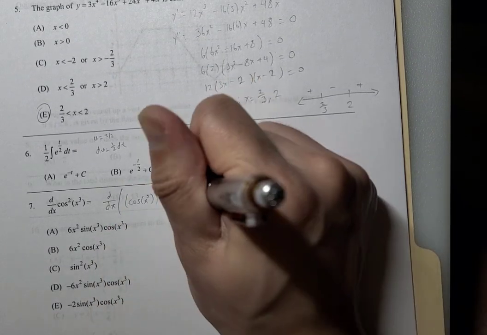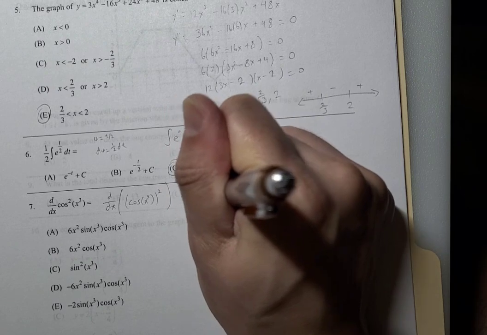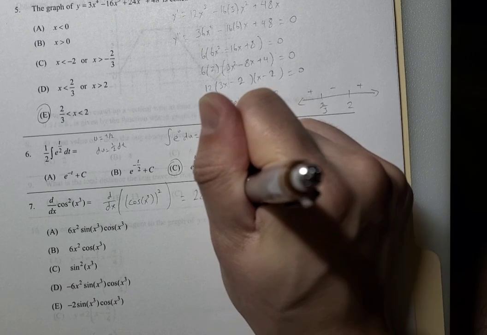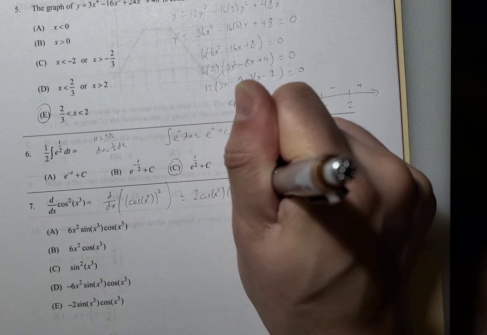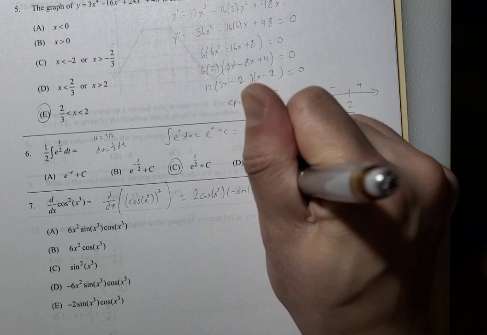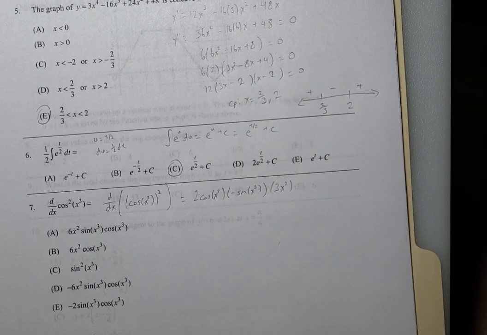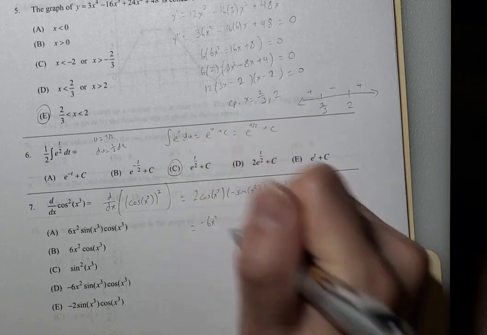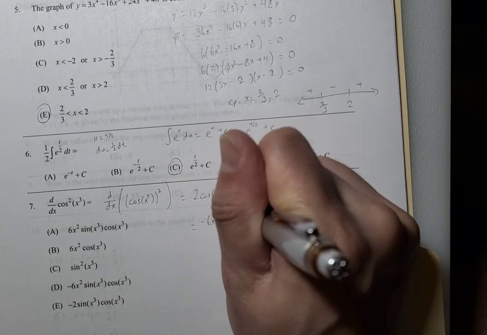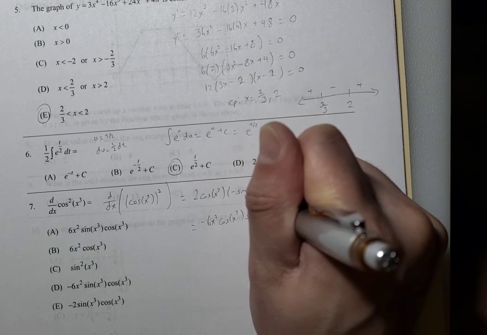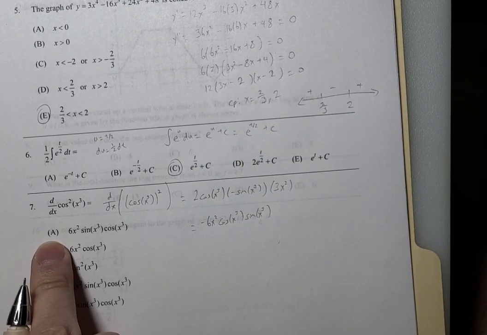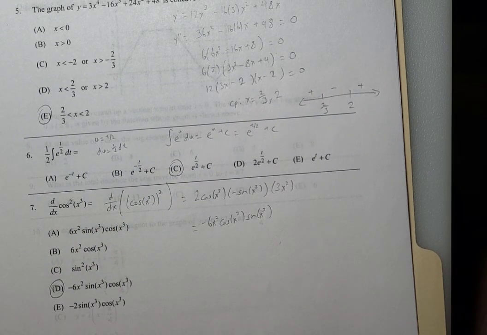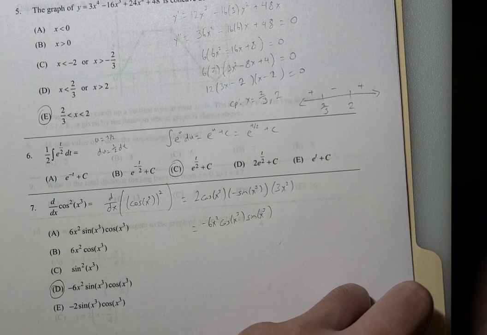So we start from the outside, we need the power rule. 2 cosine of x cubed to the first power times the derivative of cosine, which is minus sine of x cubed, times the derivative of x cubed, that is 3x squared. Okay, so we should get what? This would be a 6x squared with a negative sign, cosine of x cubed, sine of x cubed. Okay, and that looks like this one. Okay, moving on.